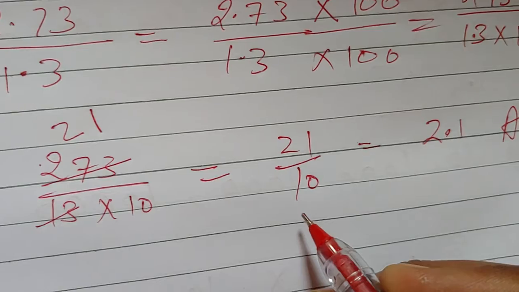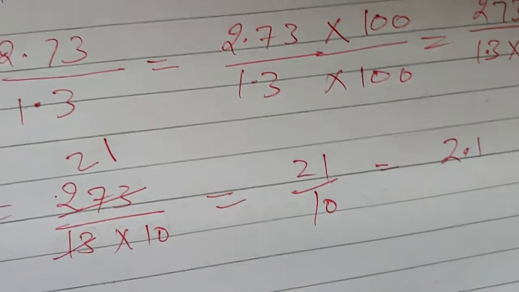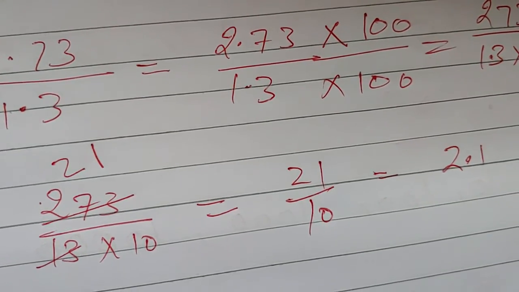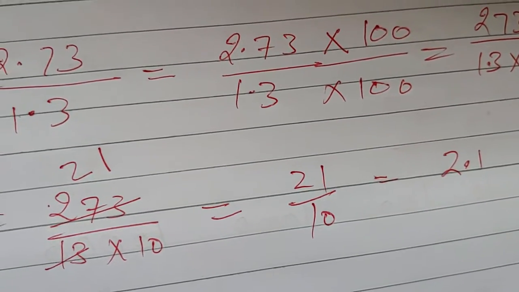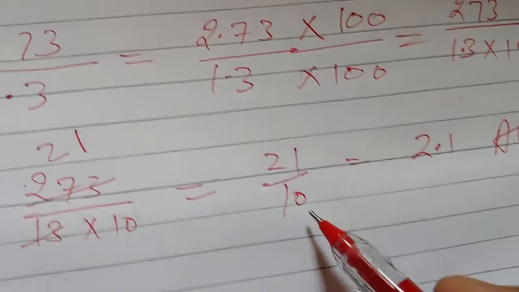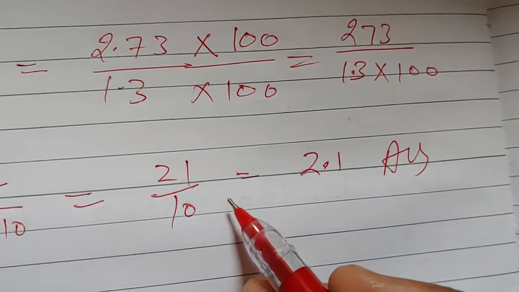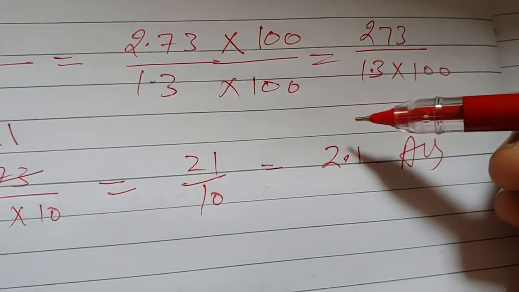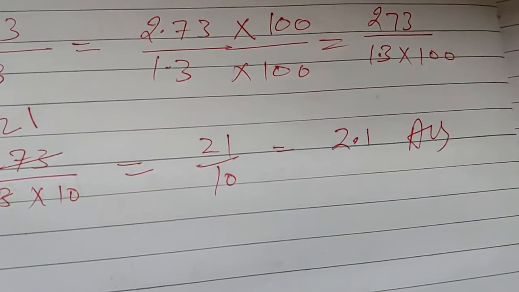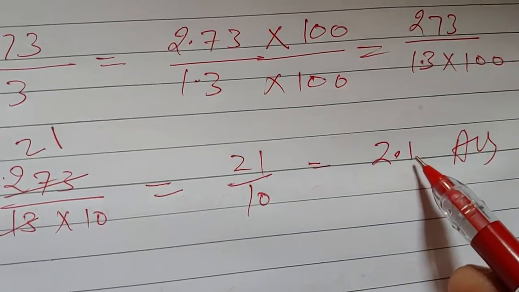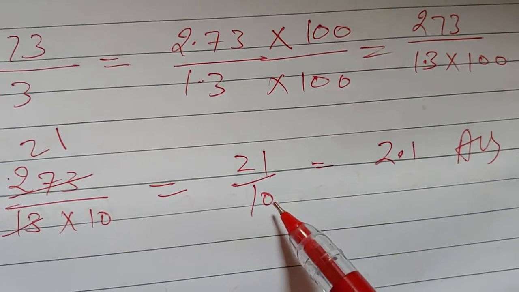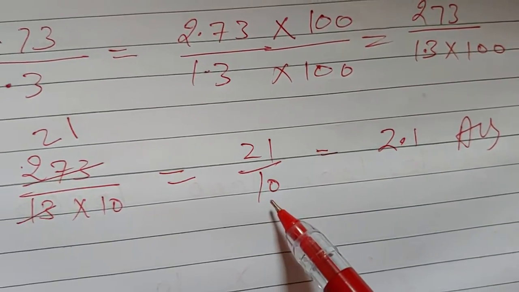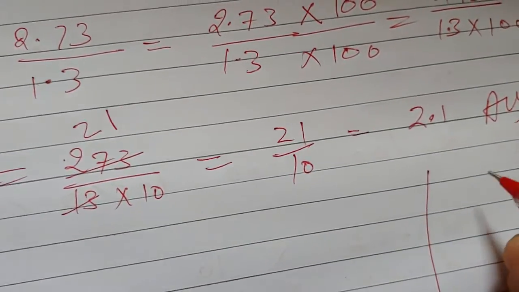If it is 100 here, you will count the zeros each and every time. If any number is divided by 10, 100, 1000, 10,000, etc., just count the number of zeros and put the decimal after that place. That means the decimal places will equal the number of zeros. Here the decimal place is 1 and the number of zeros is 1. I am making it very clear.